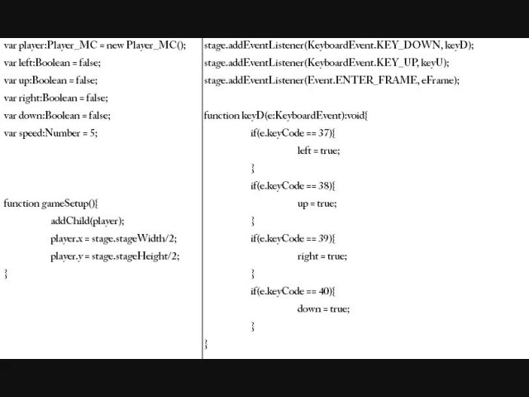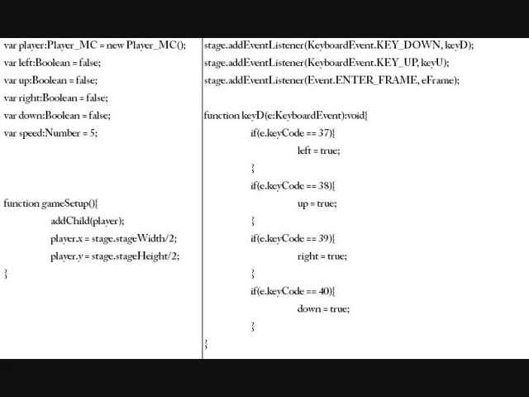Now we're going to create the rest of our variables. Variable left, which will be equal to false, variable up, false, variable right, false, variable down, false, and a variable for the speed. This is customizable. You could choose your speed. The up, left, right, and down are for when your keys are down.